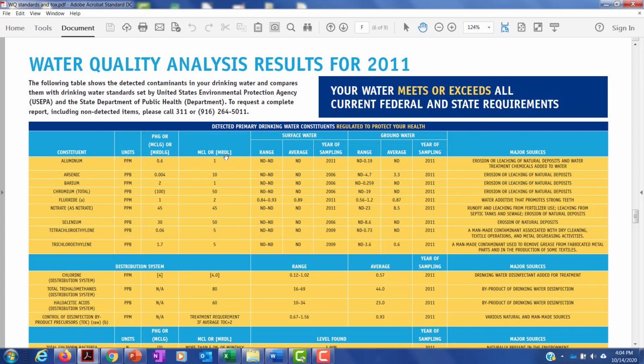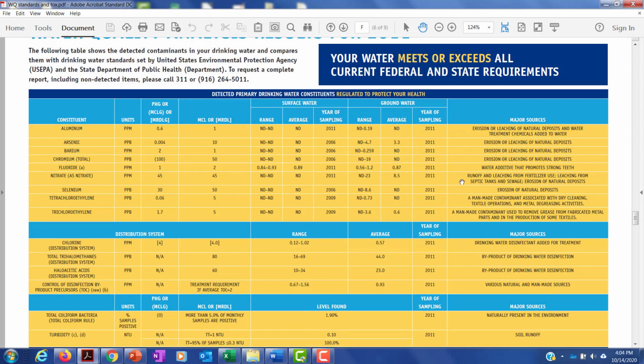They give you the maximum contaminant level. They tell you what has been detected in their surface water and groundwater supplies, and they tell you where it comes from. So it's a very informative little chart here. Believe me, they wouldn't be doing that if it weren't in the law, but it is in the law, and they do it.